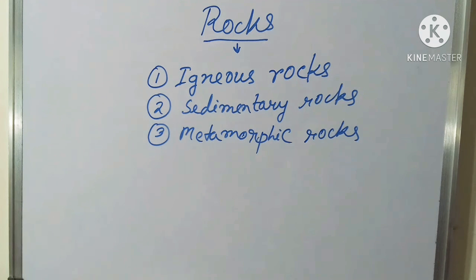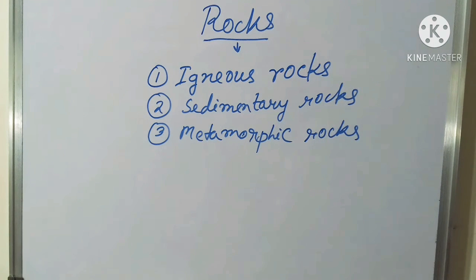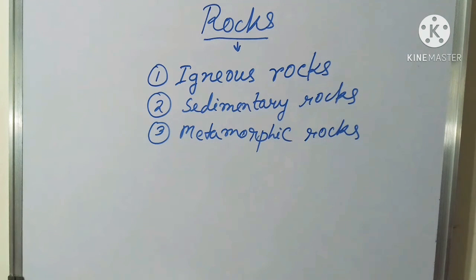Now I am going to tell some of the names of the rocks, some examples of different kinds of rocks. First of all, igneous rocks. The names of some igneous rocks are granite, obsidian, pumice, basalt, etc. Next one is sedimentary rocks. The examples of sedimentary rocks are sandstones, limestones, conglomerate, etc.